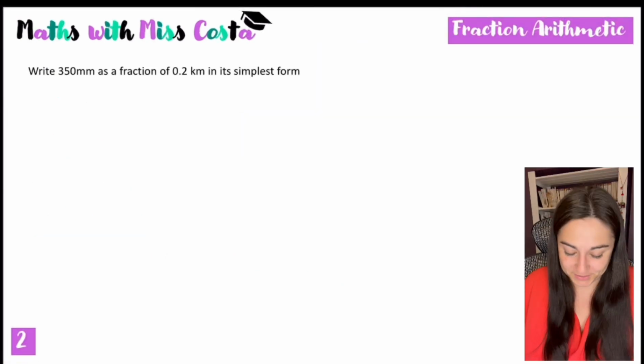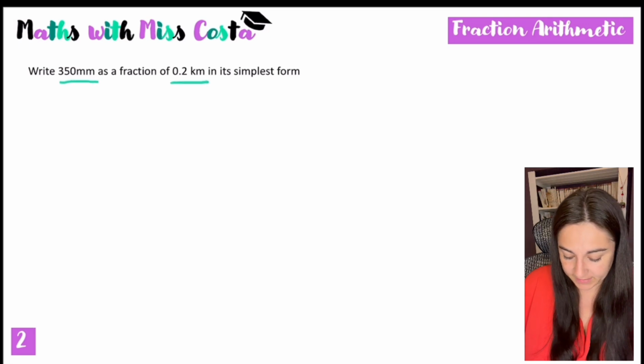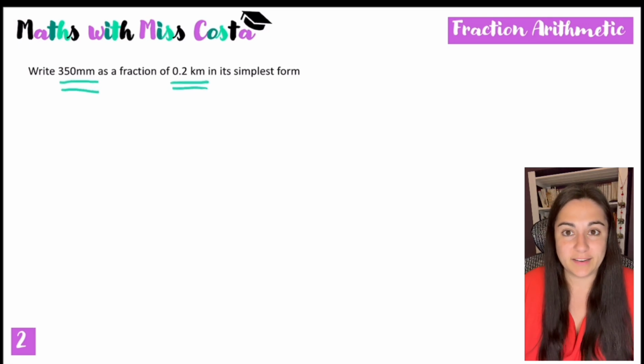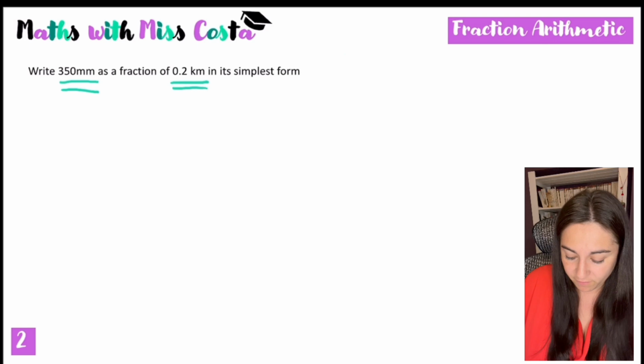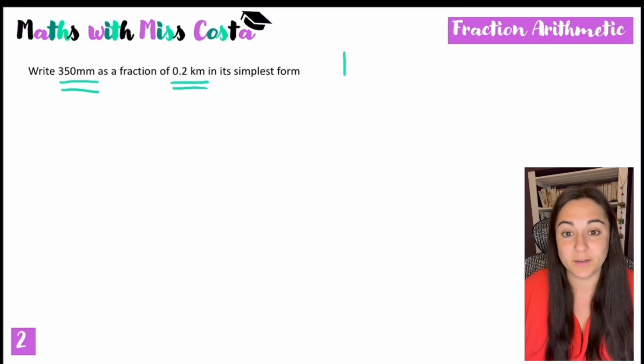Okay, so in this question, we are being asked to write 350 millimeters as a fraction of 0.2 kilometers and to give it in its simplest form. Now, what you need to notice is that you've been given two types of units. You've been given millimeters and kilometers. So the first step is to convert either both values to millimeters or kilometers.